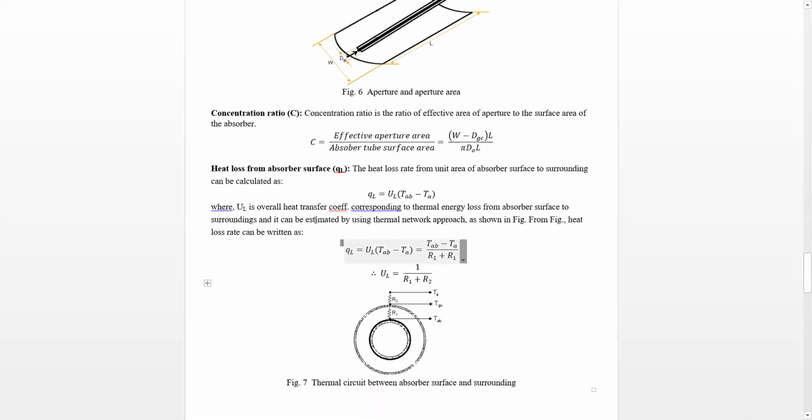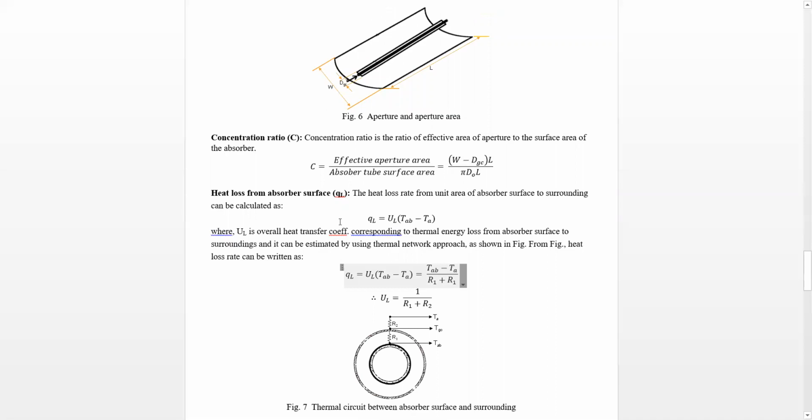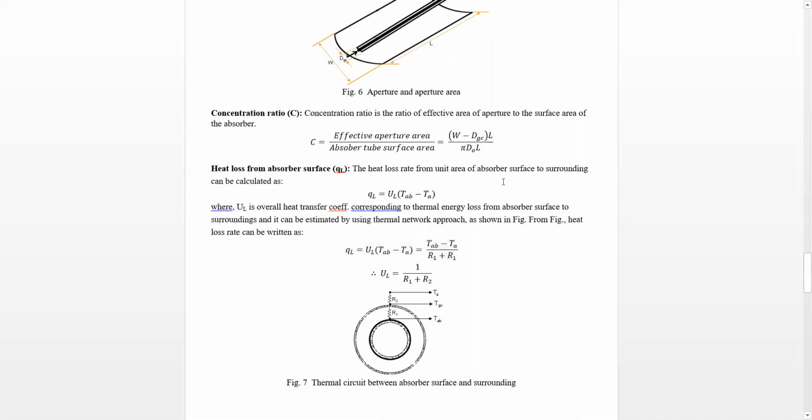Heat loss from absorber surface. The heat loss from the unit area of the surface to the surrounding can be calculated as U_L into (T_AB minus T_A). The heat loss from the surface, the heat loss from here to the surrounding. So this heat loss can be calculated per unit area by using this equation, where U_L is the overall heat transfer coefficient from the absorber surface to the surrounding. T_AB is the surface temperature on the surface of this absorber tube.